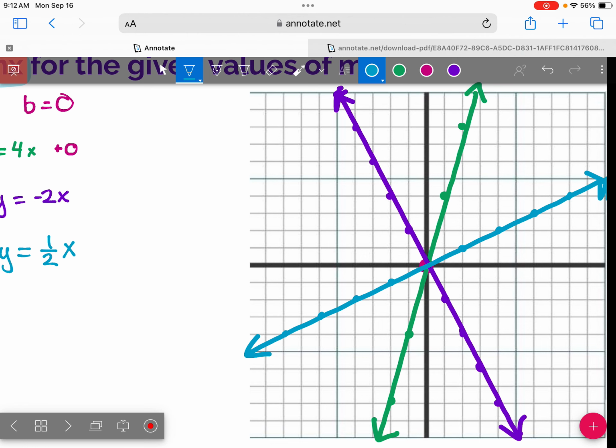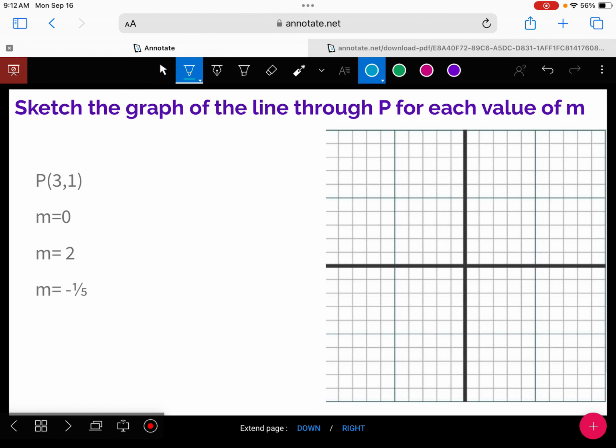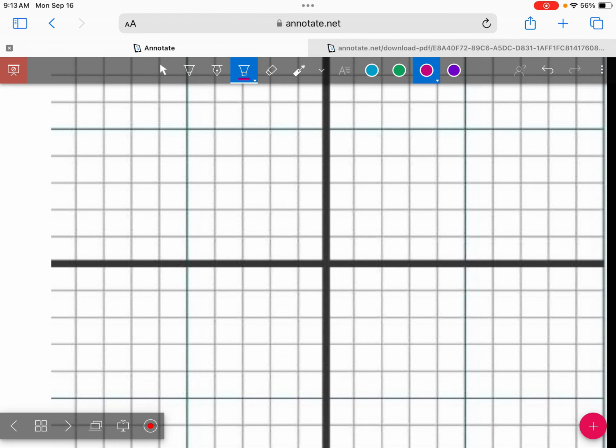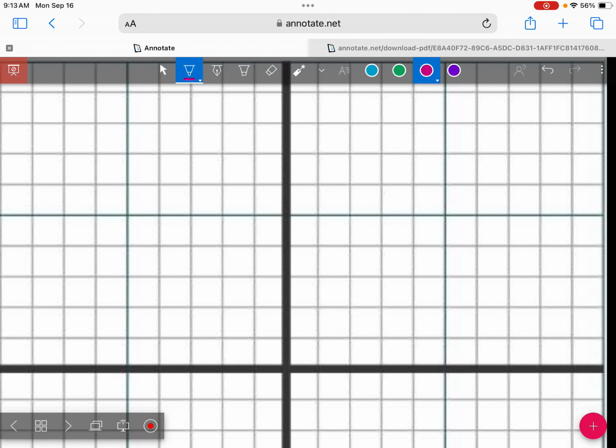Okay. So the next one I'm going to give you is very, very similar. New graph. Now I'm giving you a point and some slopes. So we're going to have the point 3, 1. So point P is going to be 3, 1. So I'm just going to plot that point right here. And we're going to write the equation. If I have a point and I have a slope, we should probably use point-slope form.